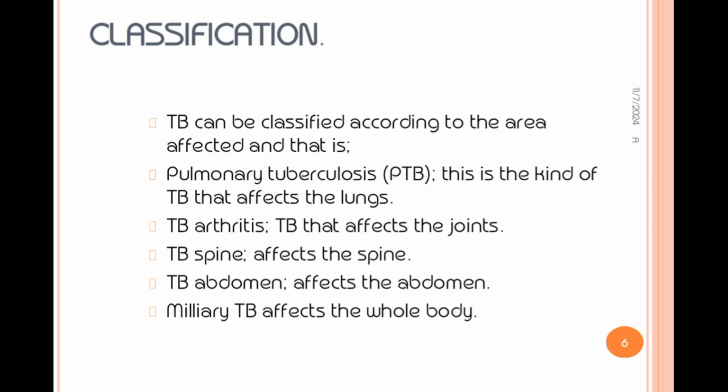But if it affects the whole body, we are going to call it miliary tuberculosis. It affects the whole body. So that's how we are going to classify tuberculosis. We classify according to the parts of the body that are affected. If it's the lungs, we're going to call it pulmonary tuberculosis, and this one is the most common type of tuberculosis.